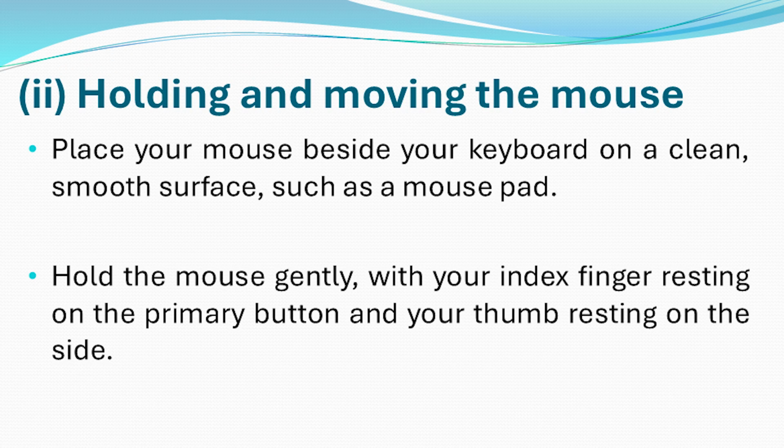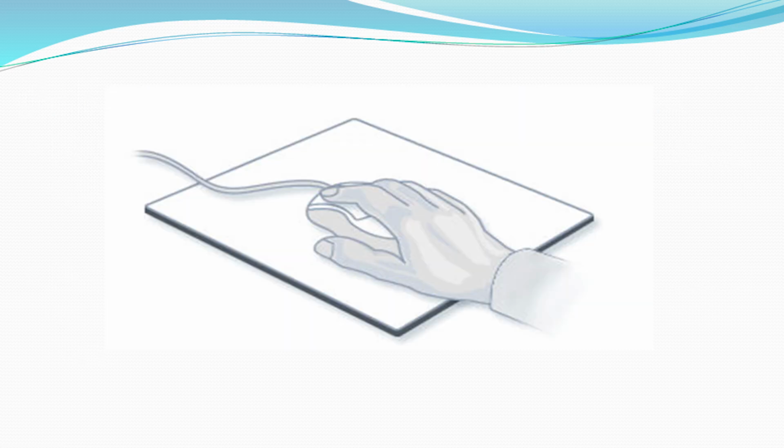Holding and moving the mouse. Place your mouse beside your keyboard on a clean, smooth surface, such as a mouse pad. Hold the mouse gently, with your index finger resting on the primary button and your thumb resting on the side. To move the mouse, slide it slowly in any direction. Don't twist it. Keep the front of the mouse aimed away from you. As you move the mouse, a pointer, see picture, on your screen moves in the same direction. If you run out of room to move your mouse on your desk or mouse pad, just pick up the mouse and bring it back closer to you. Hold the mouse lightly, keeping your wrist straight.